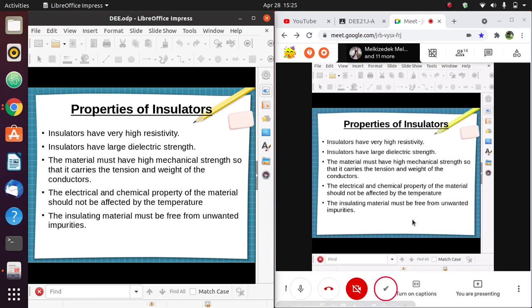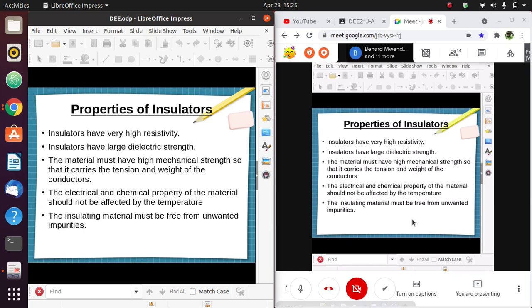They should be free from unwanted impurities. The presence of impurities in an insulator will make it more conductive. For example, if I have metallic impurities in an insulator, and then I expose that insulator to an electric charge, then that insulator will at some point conduct electricity. It might not be a lot, but it will be enough. It might cause harm. So make sure that there are no impurities in your insulator.